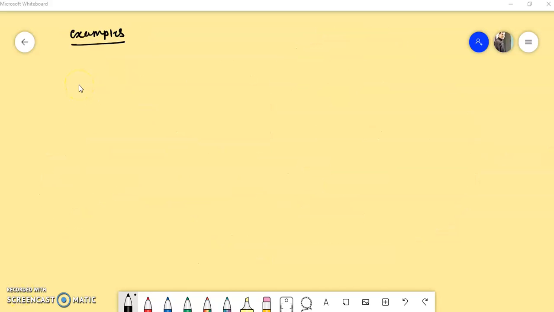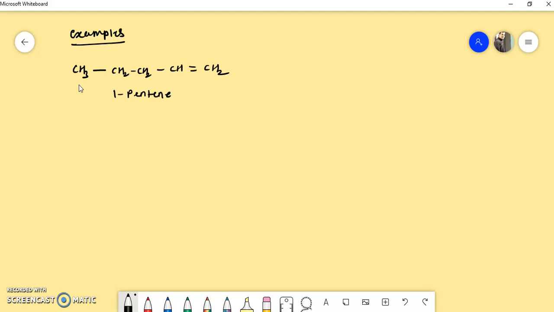Okay, consider the first example as CH3 CH2 CH2 CH double bond CH2. Suppose this is the alkene which is the starting material. The name of this alkene is 1-pentene.